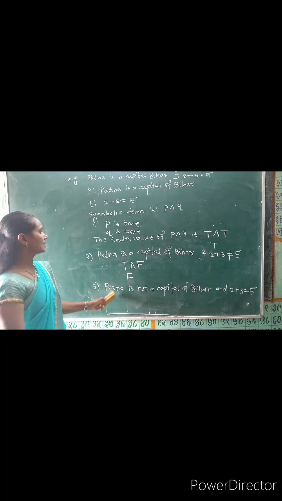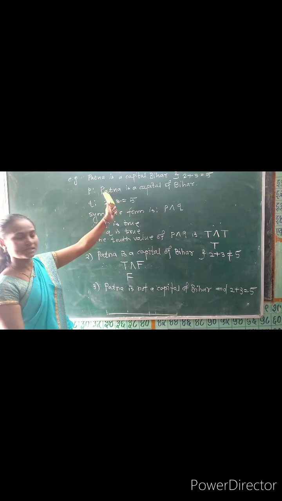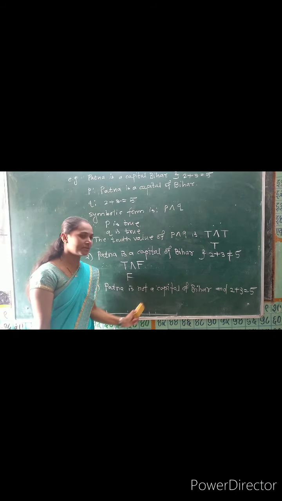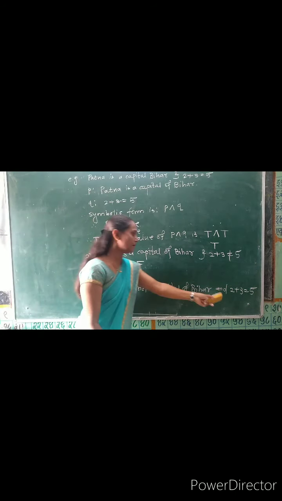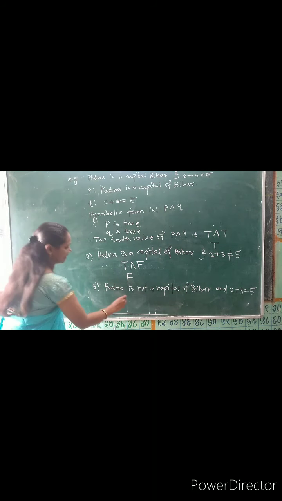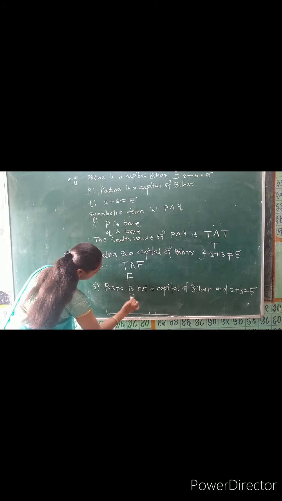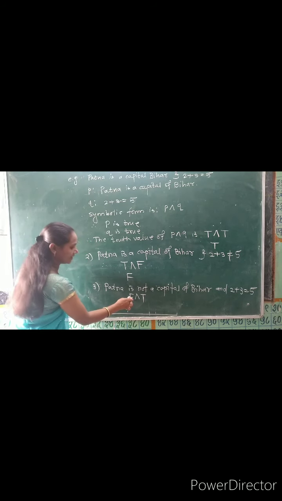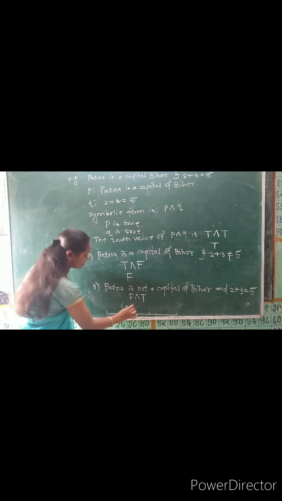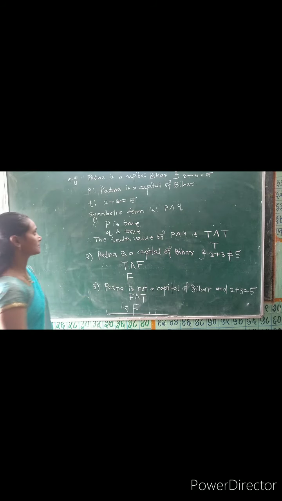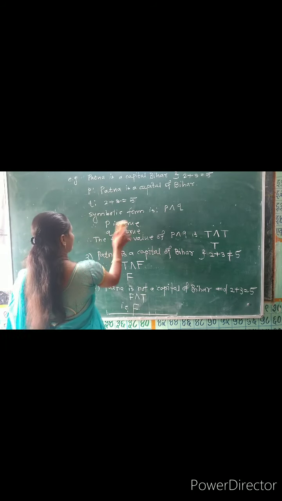Again, we consider "Patna is capital of Bihar" as statement P, which is a true statement. Therefore, "Patna is not a capital of Bihar" is a false statement, and "2 plus 3 is equal to 5" is a true statement. Therefore, the truth value is F and T. In conjunction, F and T is false. Therefore, the truth value of this statement is false. Next, one example.